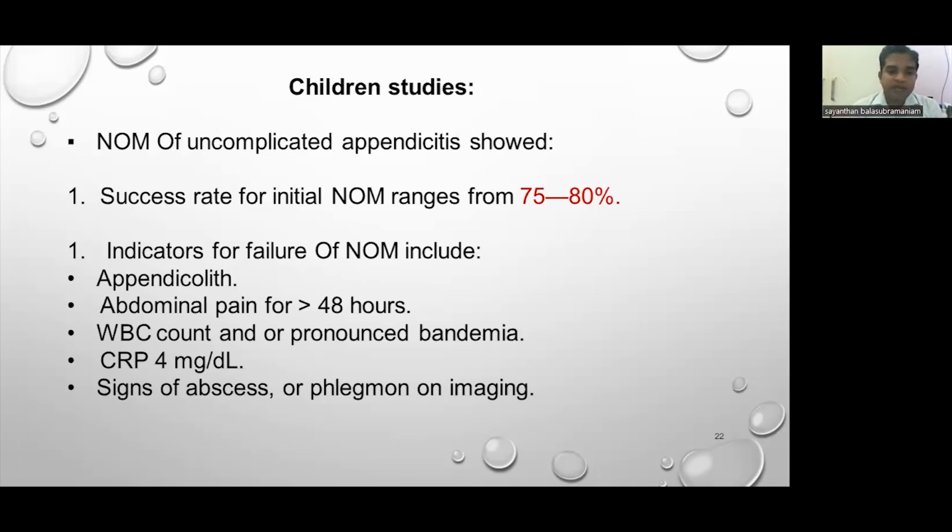And abdominal pain more than 48 hours, that means the chances of perforation are high. So with that sort of patient, we don't want to waste time giving antibiotics and managing them by conservative management. Also very high blood WBC count and CRP also high, more than 4, and signs of abscess. These sort of patients, we don't want to take risk. We cannot offer non-operative management.